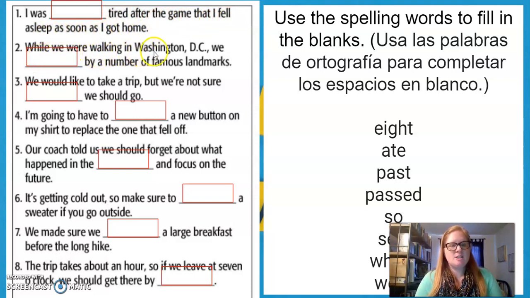While we were walking in Washington, D.C., we blank by a number of famous landmarks. We would like to take a trip, but we're not sure blank we should go. I'm going to have to blank a new button on my shirt to replace the one that fell off.